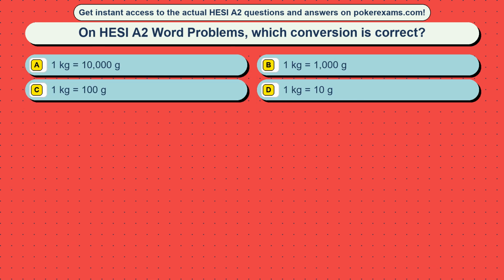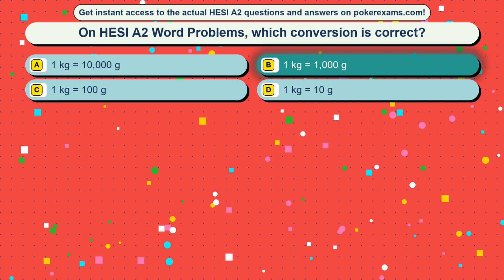Question 24. On HESI A2 problems, which conversion is correct? Option A, 1 kg equals 10,000 g. Option B, 1 kg equals 1,000 g. Option C, 1 kg equals 100 g. Option D, 1 kg equals 10 g. The correct answer is option B, 1 kg equals 1,000 g.